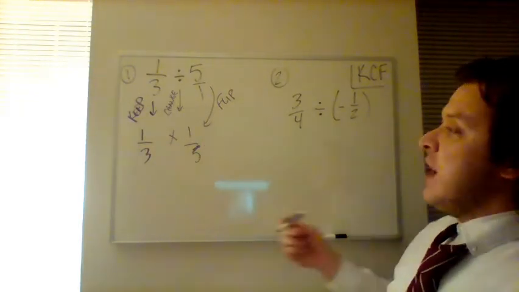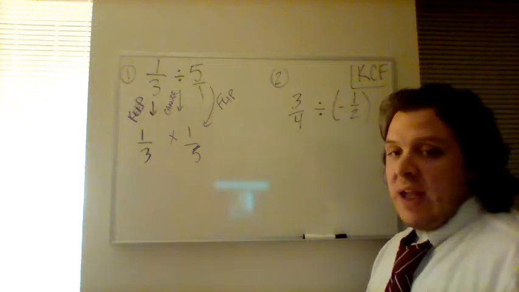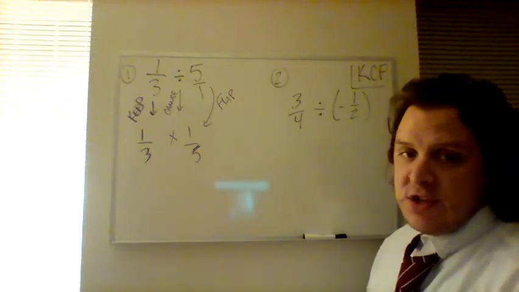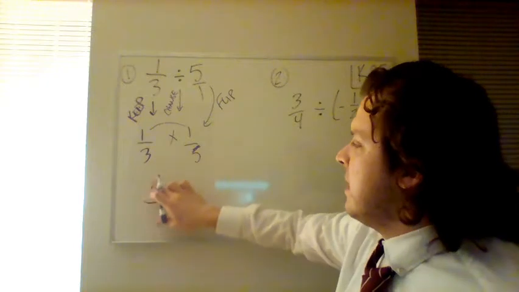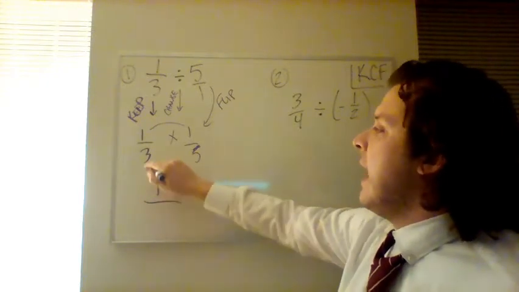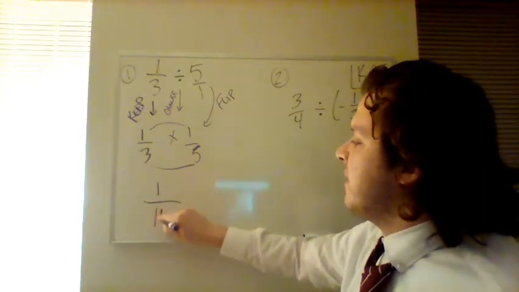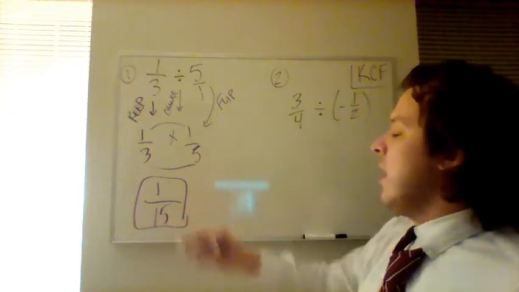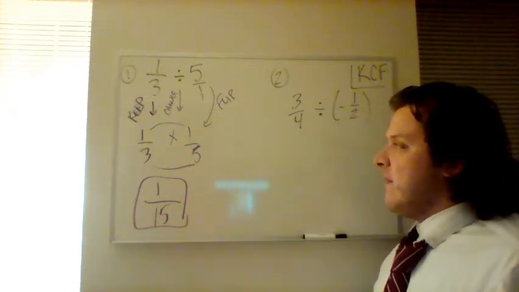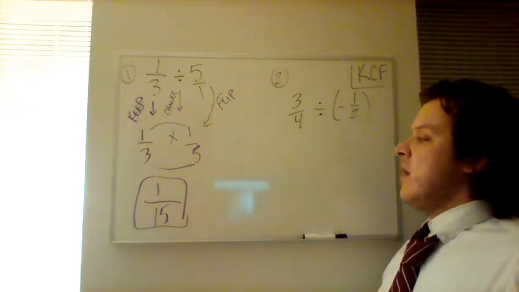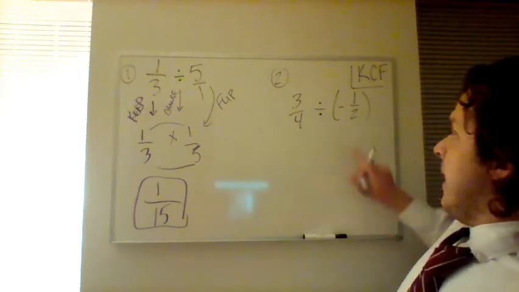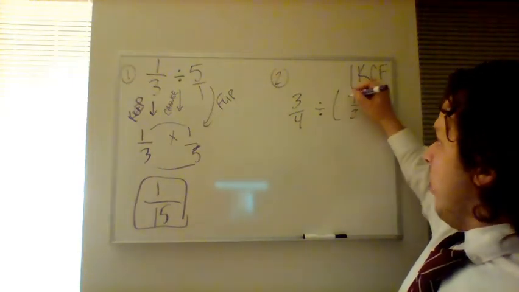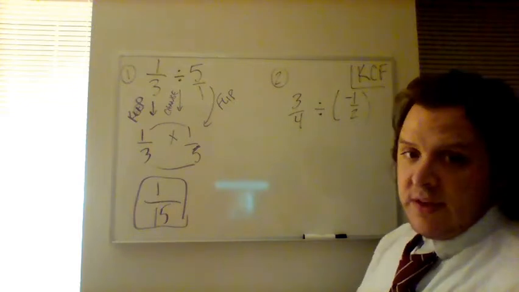And when we do keep, change, flip, you can see this is multiplication, just like we just practiced. So this should be a little easier. 1 times 1 is 1, and 3 times 5 is 15. So our answer here is 1/15. 1/3 divided by 5 is 1/15. Now I'm going to move my negative sign up with the 1, that way I don't lose track of it, okay?